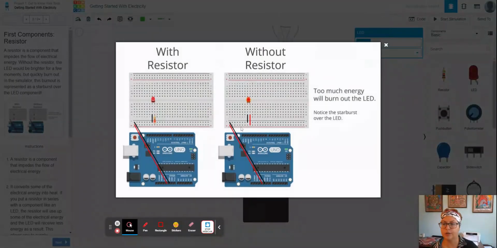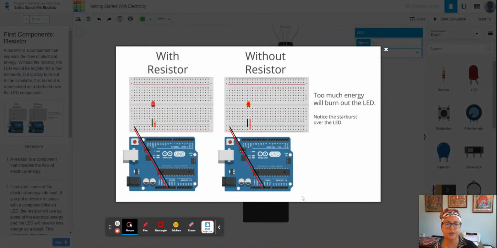All right, so again, resistors. If we have a resistor, we can control the amount of light that goes in, or the amount of energy that goes into the bulb. If we don't have one, it can burn it out, okay? The starburst that you'll see here is going to show you that you have way too much current going in here. You need a resistor, it's too much, okay?